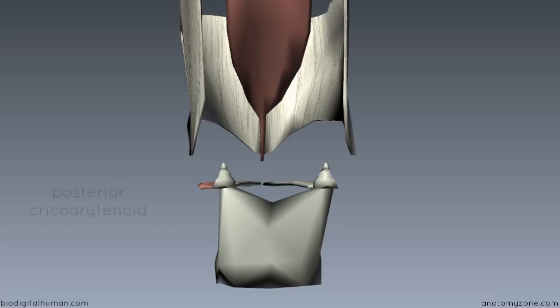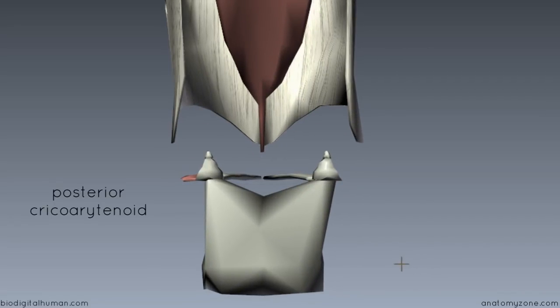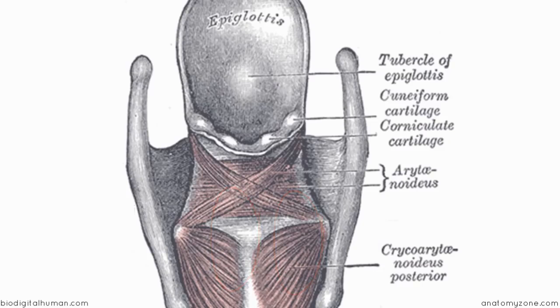We'll first take a look at the posterior cricoarytenoid muscles. Remember I mentioned that there's two depressions on either side of the posterior lamina of the cricoid cartilage. This is for the origin of the posterior cricoarytenoid muscles. So this is where the muscles originate.